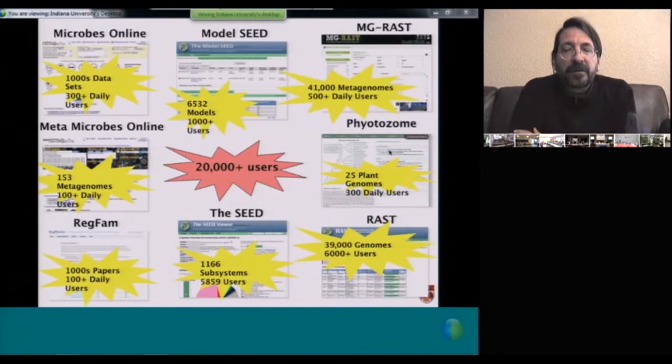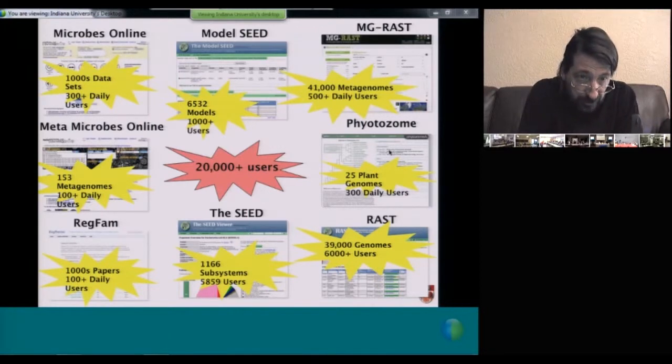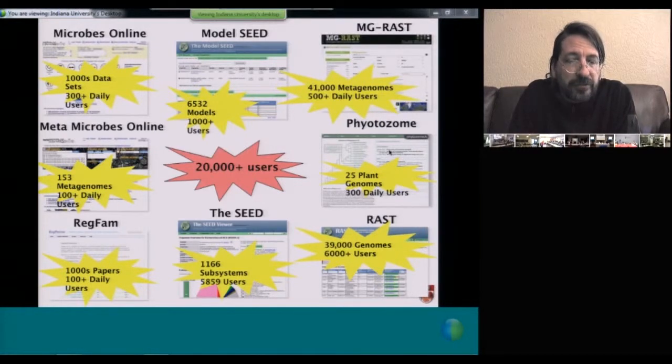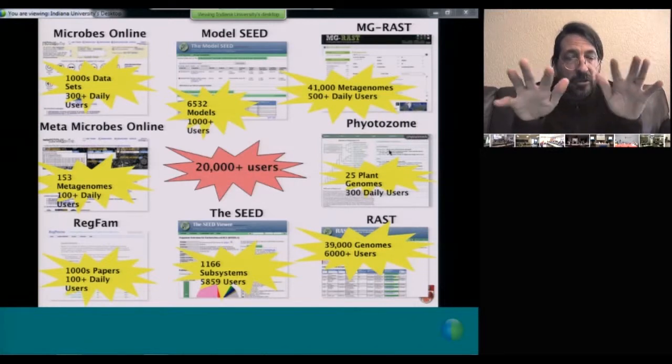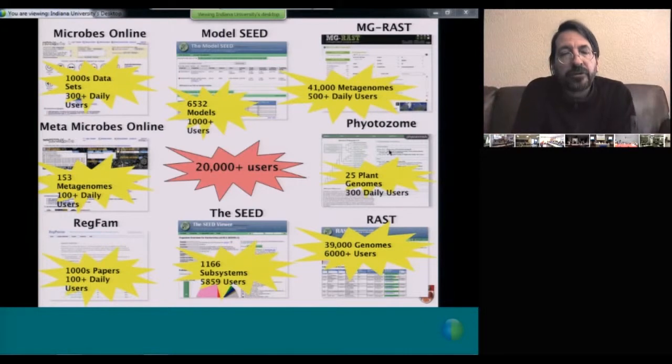Now, the tools I've talked about so far, the SEED, ModelSEED, RAST, I haven't talked about MG-RAST, but it is part of a collection of tools, including tools being built out at Berkeley, MicrobesOnline, Meta MicrobesOnline, and the RegPrecise set of tools that together represent, in our view, a very comprehensive set of tools for doing biological analysis of individual microbial genomes, and collections or samples that come from the environment that are sequenced without trying to separate the organisms. Those are metagenomes. And together, these tools have about 20,000 worldwide users.